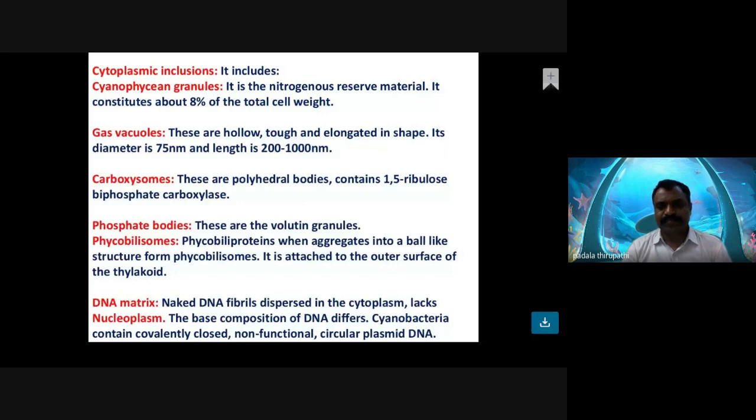Okay, then carboxysomes. These are polyhedral bodies which contain ribulose 1,5-bisphosphate carboxylase. Have you ever heard of ribulose 1,5-bisphosphate? This is the most important enzyme present in them. We know that in the C3 cycle or Calvin cycle, the first CO2 acceptor is ribulose 1,5-bisphosphate. RBP carboxylase is an enzyme. This ribulose 1,5-bisphosphate carboxylase can also be called Rubisco.